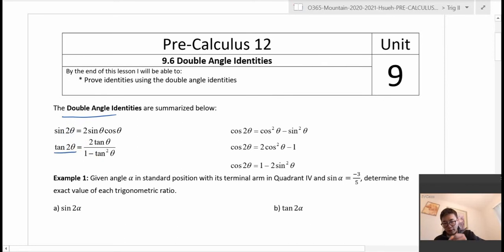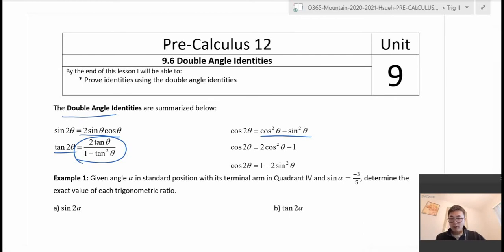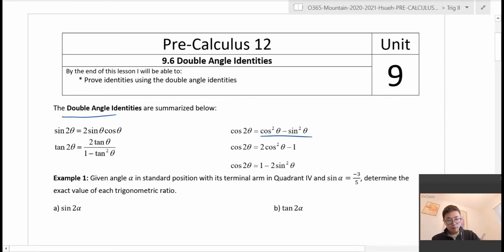Tangent 2 theta, as you might have imagined, is really just sine 2 theta divided by cosine 2 theta. And if you go 2 sine theta cosine theta divided by cosine squared minus sine squared, you actually get this. So tangent 2 theta, again, just like the sum and difference identities, tangent is simply just sine divided by cosine.